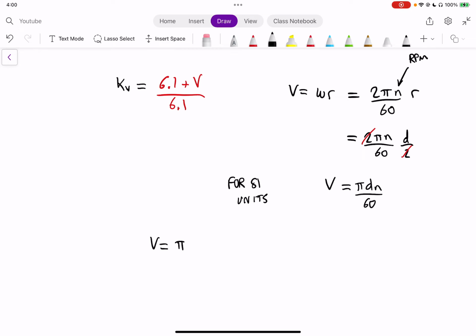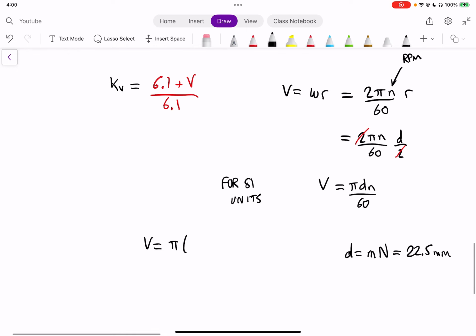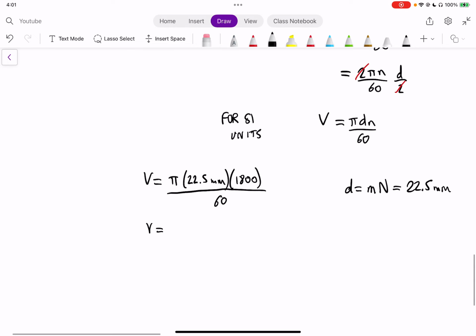So now we can plug in our values. We have pi times diameter. We're going to find the diameter really quick through module times the number of teeth, so 1.25 times the number of teeth, and we get 22.5 millimeters. We plug this in: 22.5 millimeters multiplied by 1800, all divided by 60. You have to be careful with units once again here: we have millimeters times RPM, so we get 2,122 millimeters per second. Remember that we're calculating this per second because we have the divided by 60.